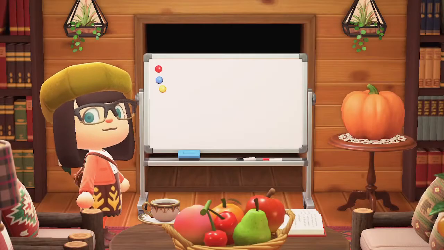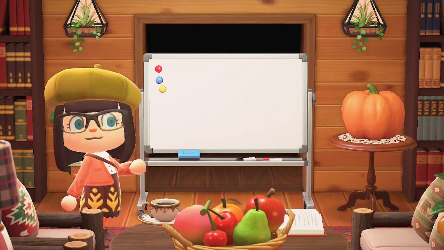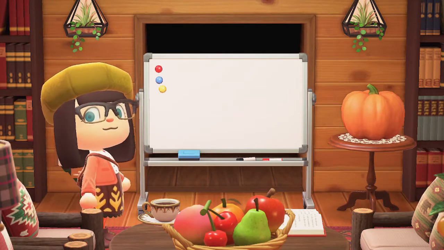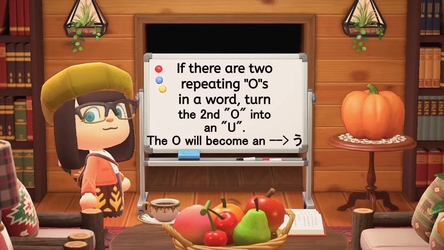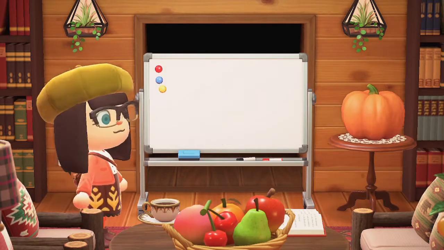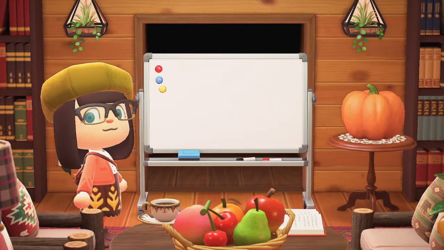Now for the double O rule. For this rule, generally if you see two O's in the middle or the end of a word, you turn the second repeating O into a hiragana U. It will be a normal sized U, so you don't make it small like with the hiragana tsu.